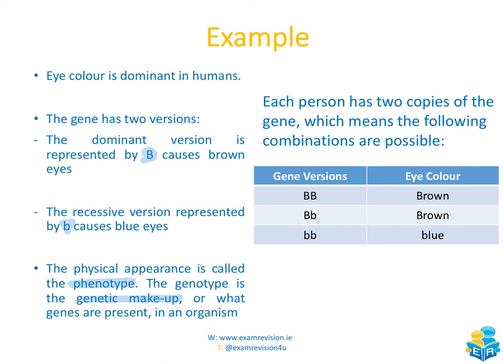We have two capital B's, so two alleles for brown. We have a capital B and a small b. Just good notation there, always put the capital letter first if there is one. That again is a genotype. That child is going to have brown eyes, which is the phenotype over here.